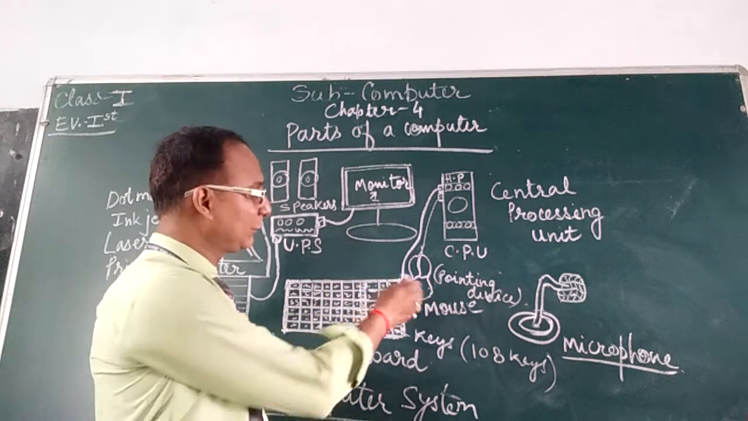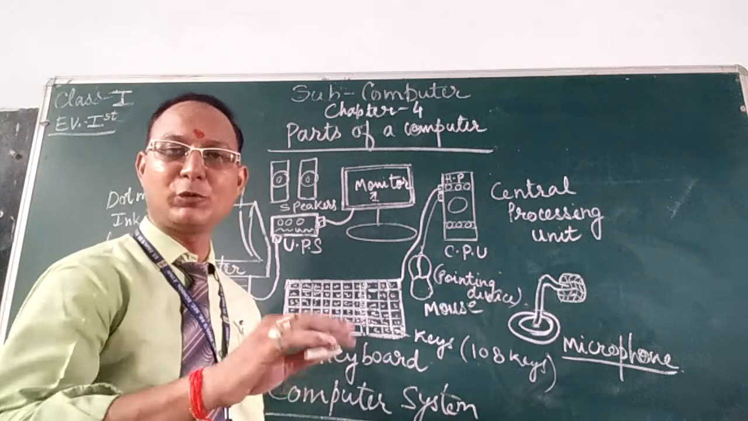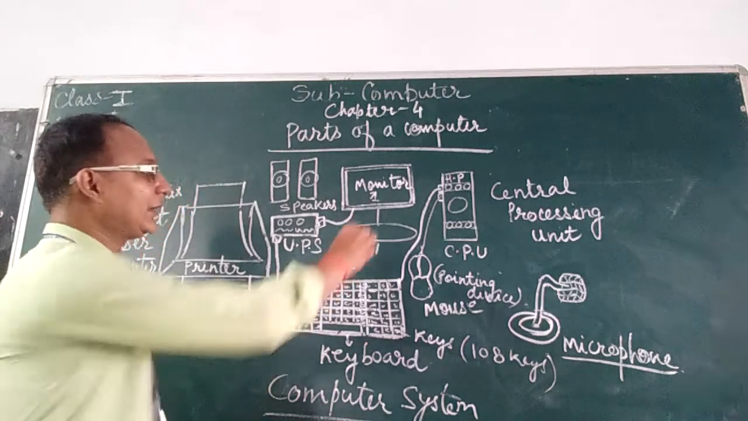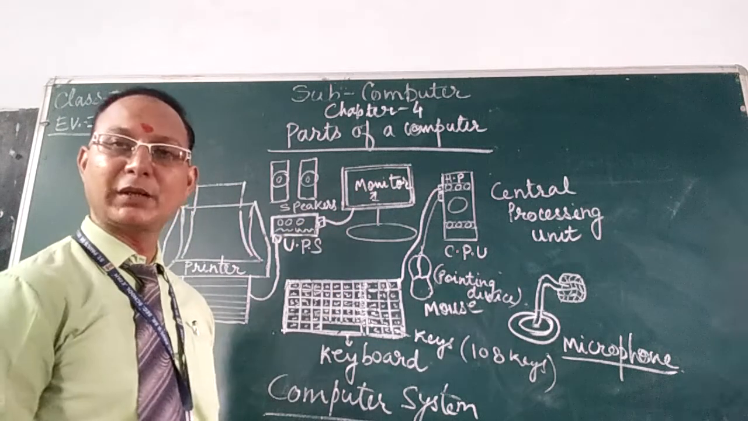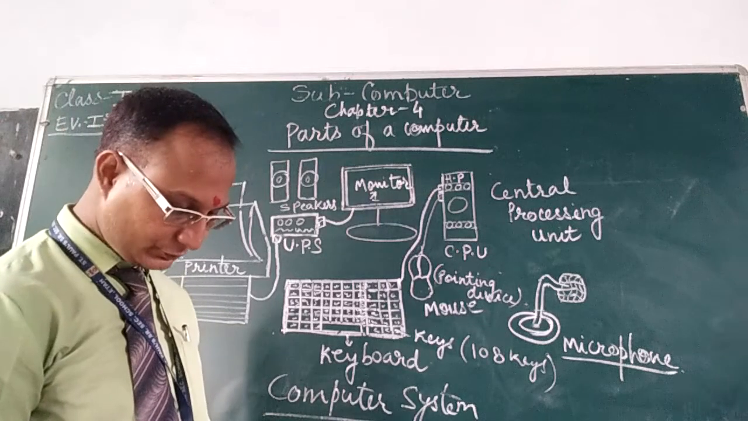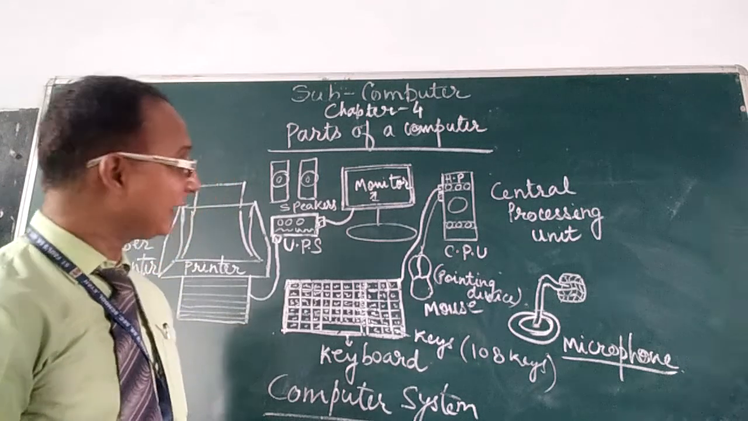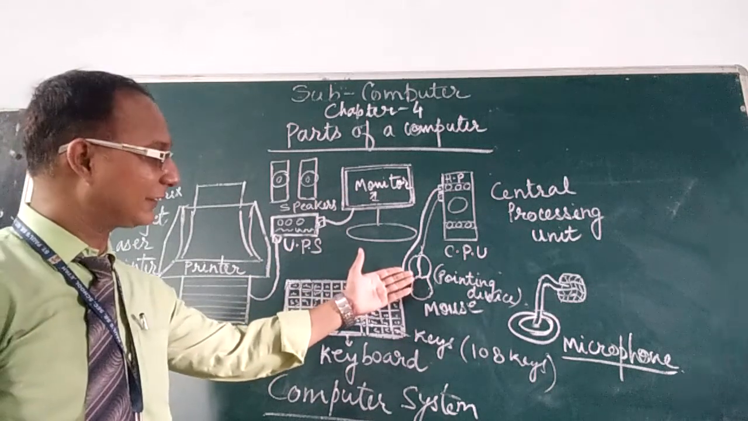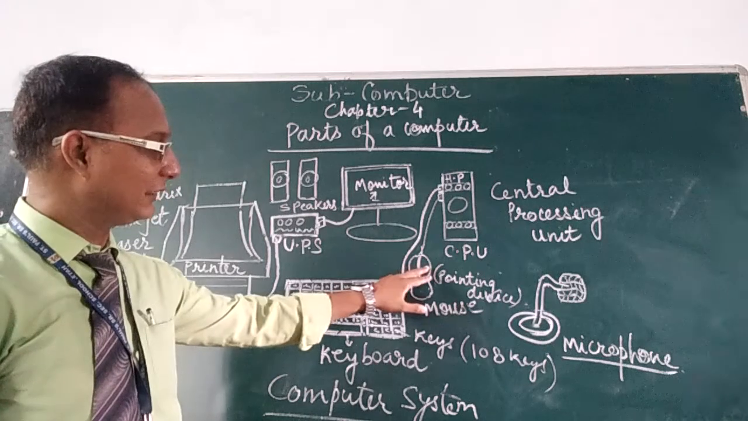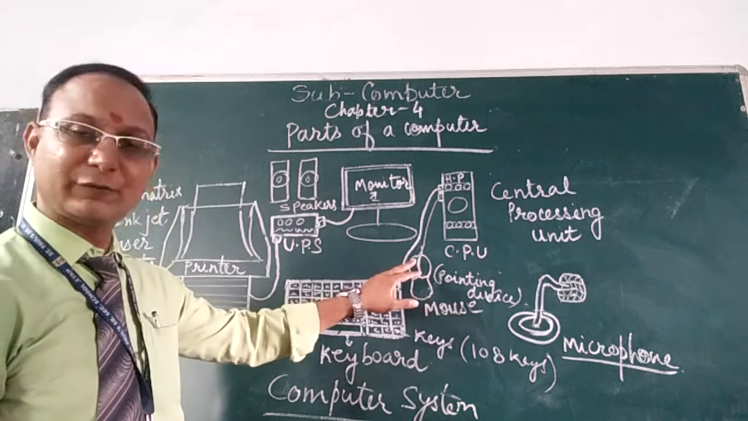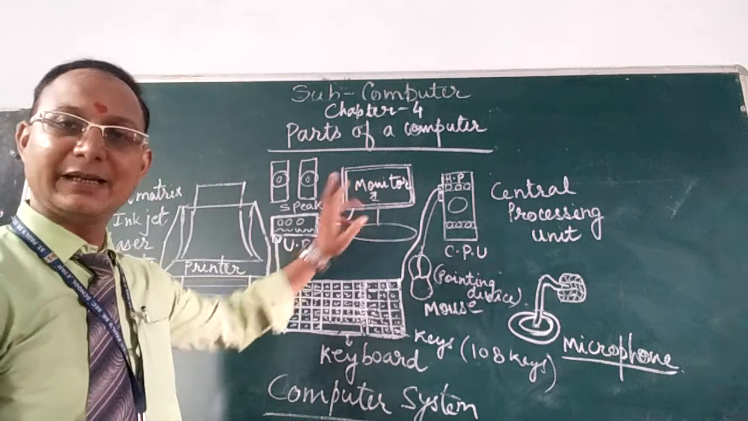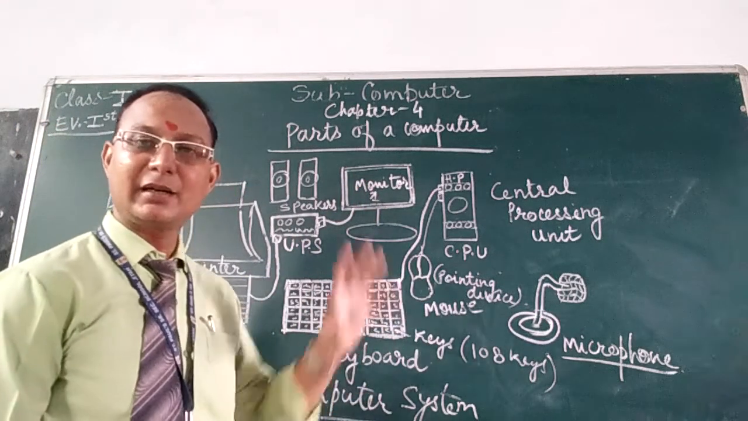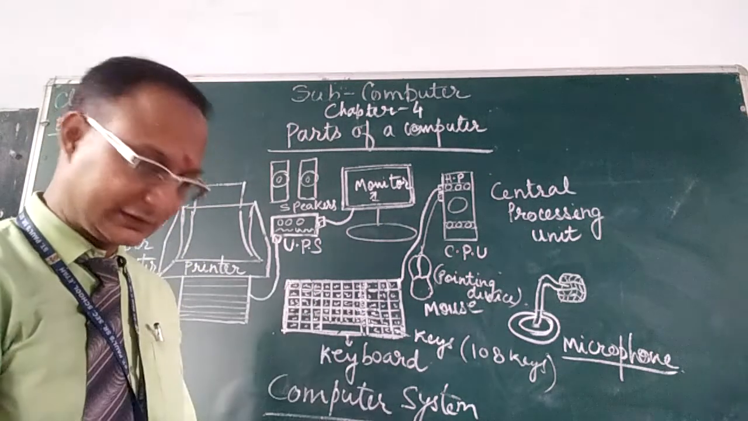And how does it move? It moves with the help of the mouse. When we move the mouse left, right, up, down, the arrow moves anywhere we want. To open any icon on the computer screen, we double click with the left click. There are two clicks, left click and right click. When we double click an icon with the left click, the icon opens on the monitor screen. And when we right click, a new menu appears on the computer screen.